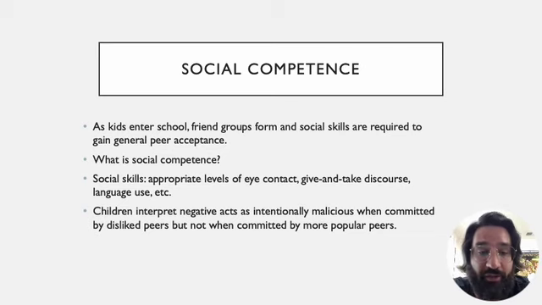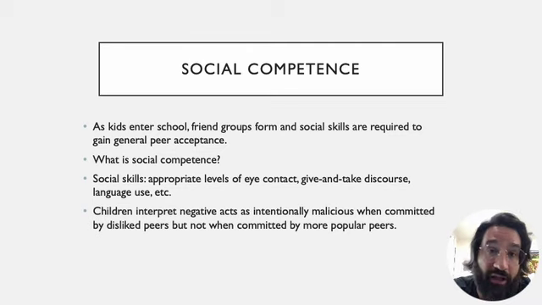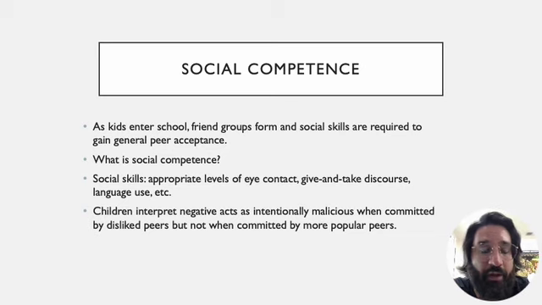So what is social competence, right? We're talking about social skills here, right? Appropriate levels of eye contact, give and take discourse, right? You say this, I respond, and I say this, and you respond, we give and we take. Use of language. So all of these social skills play a role in the formation of social groups and friend groups.